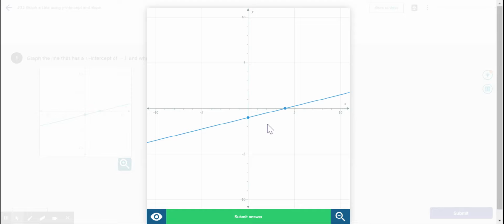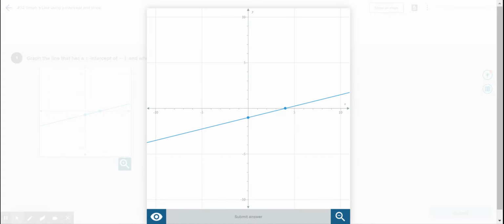Okay, so I'm going to do that again. The y-intercept was -1. Okay, this is the y-axis. So I put my y-intercept at -1. And then the slope is 1/4. So up 1 and over 1, 2, 3, 4. Okay, arriba 1, a la derecha 4. 1, 2, 3, 4. And that'll do it. Submit answer.